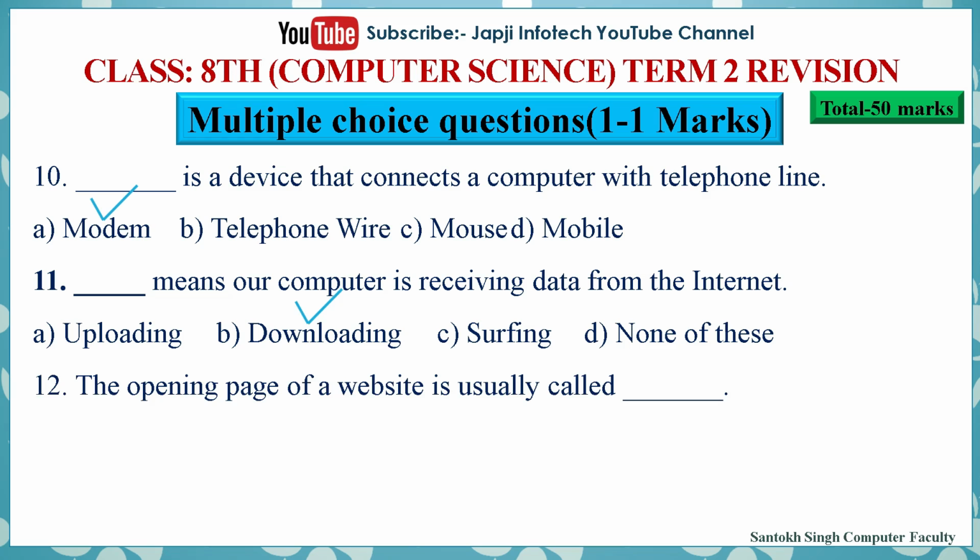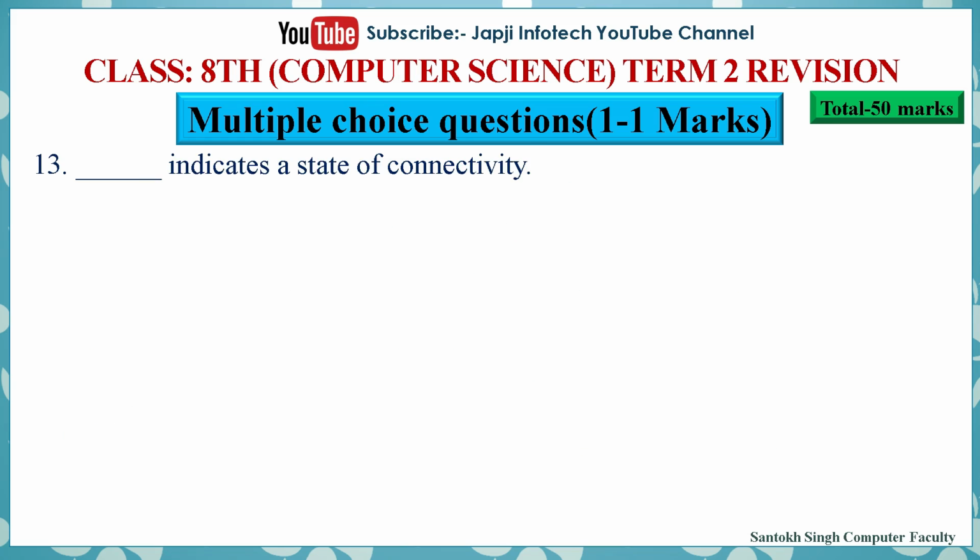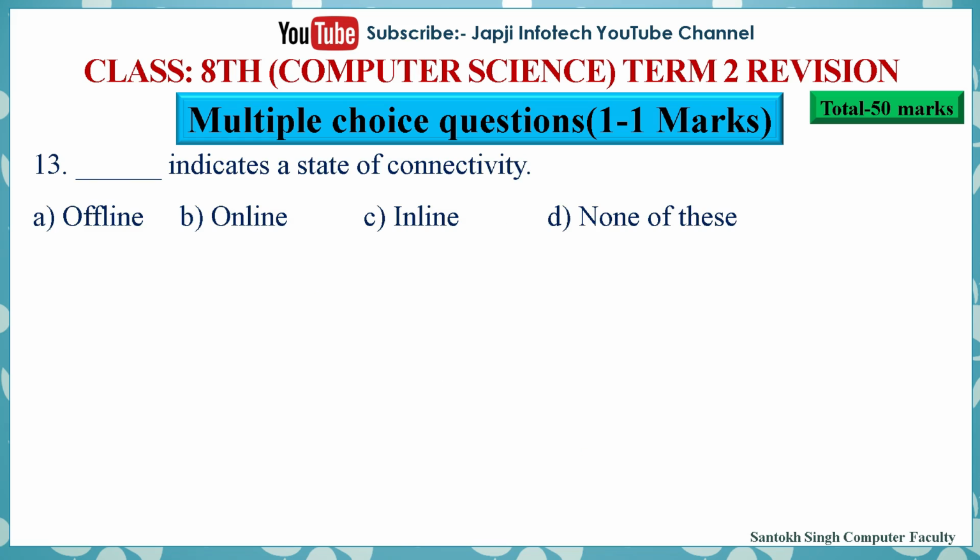The 12th one is: the opening page of a website is usually called dash. The options are home page, web page, main page, and none of these. The right answer is: the opening page of a website is usually called home page. The 13th one is: dash indicates a state of connectivity. The options are offline, online, inline, and none of these. The right answer is: online indicates a state of connectivity.